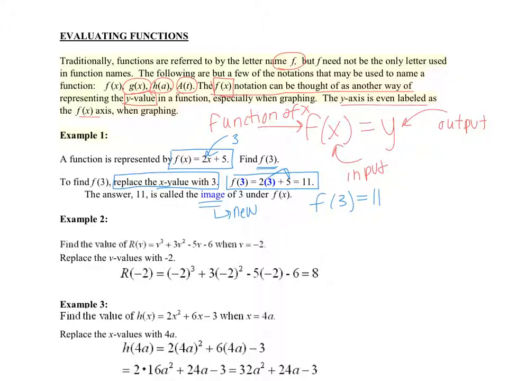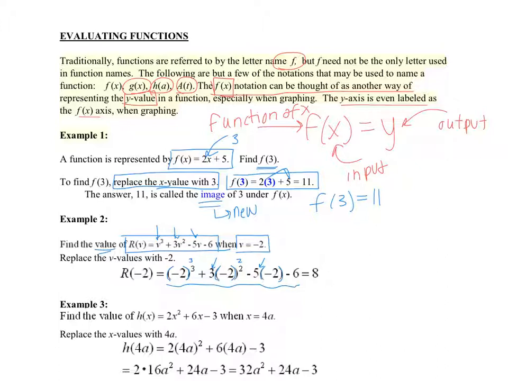Example 2, we've got this crazy function r of v is v to the third plus 3v squared minus 5v minus 6. And we want to find the value when v is negative 2. So all we do here is replace every single v with a negative 2. Notice that we put it in parentheses each time we replaced it, especially when it has an exponent on it. So I've got negative 2 in parentheses to the third, negative 2 in parentheses to the second, but also keep those coefficients in there.